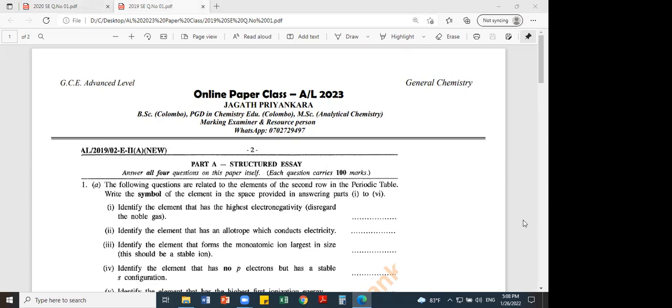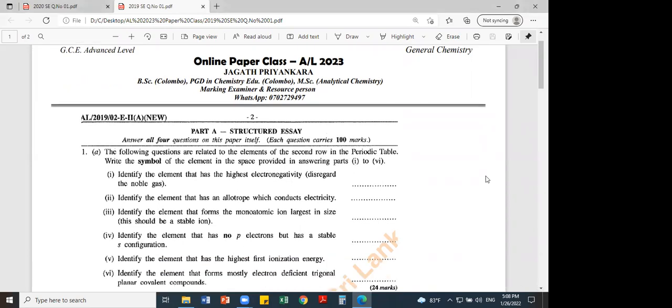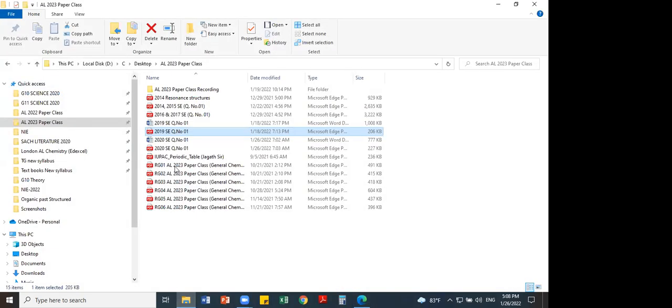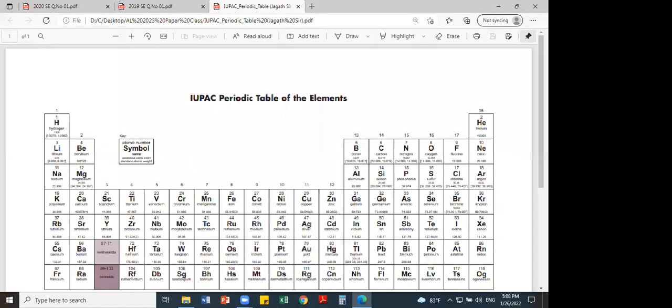Following questions are related to the elements of the second row in the periodic table. Write the symbol. Here symbol highlighted. No need to write the name. If they ask you to write the symbol, you have to write the symbol of the element within the space provided. And periodic table is given. So I think IUPAC periodic table I have already posted to your WhatsApp group. If any one of you have not got that, please let me know. This is the periodic table, so you can refer to this also.